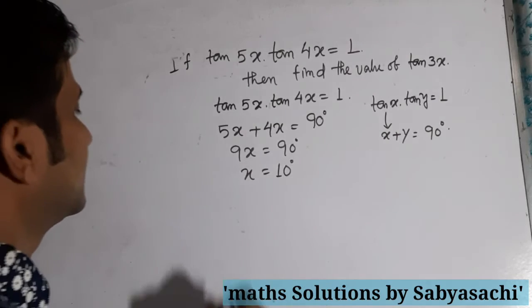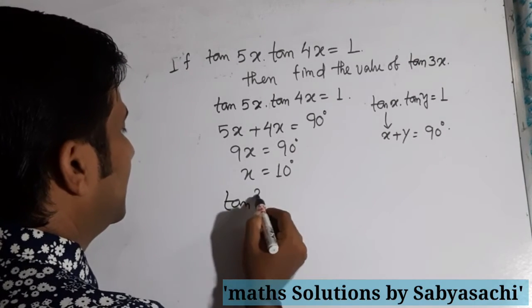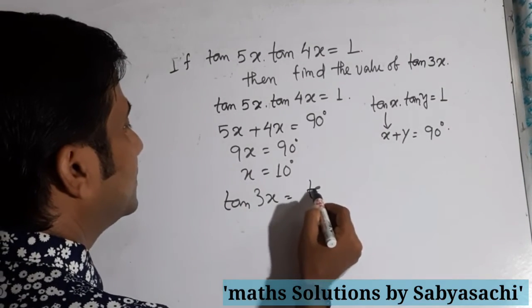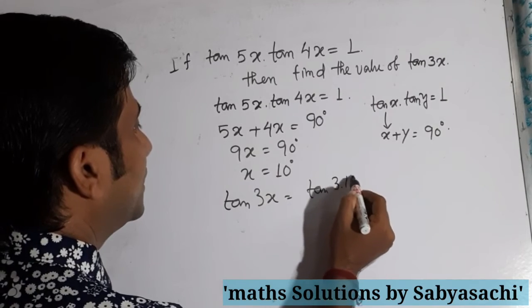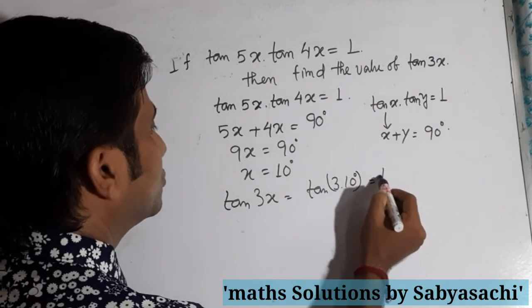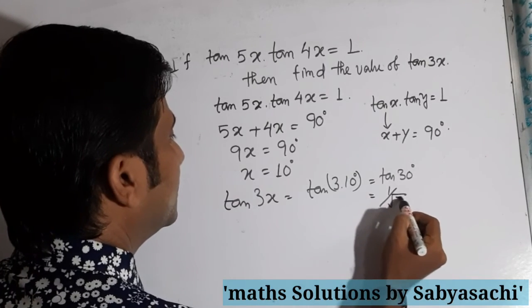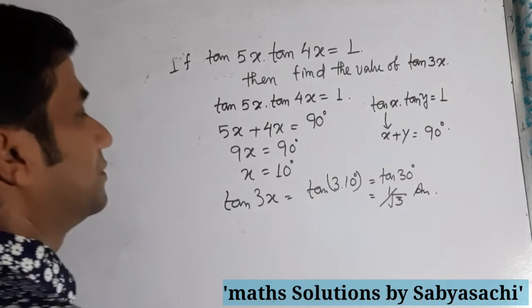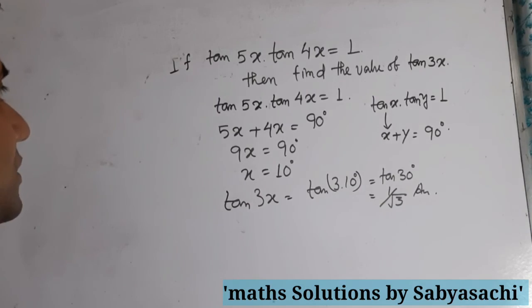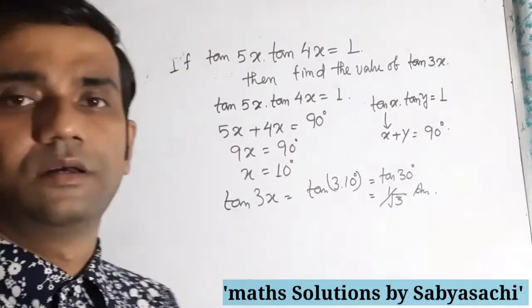And then tan 3x means tan of 3 into 10 degree. So tan 30 degree is equal to 1 by root 3. This is your answer.